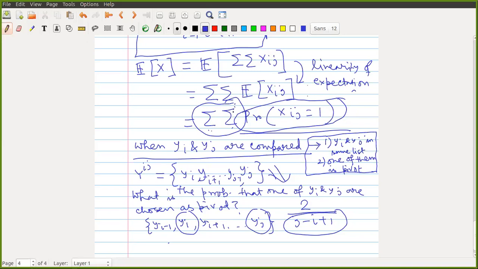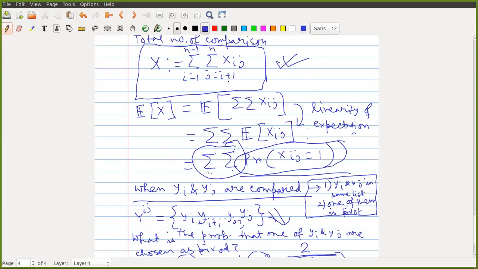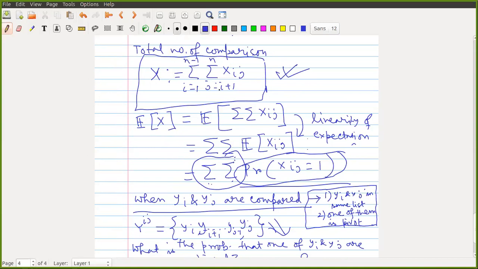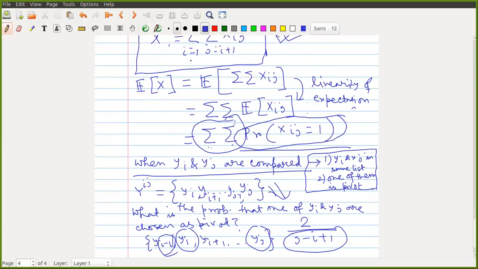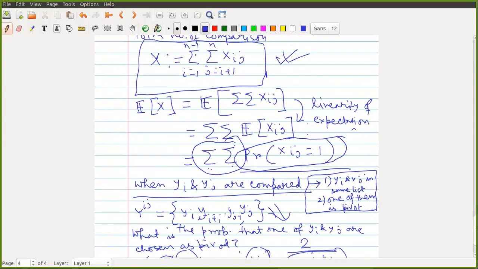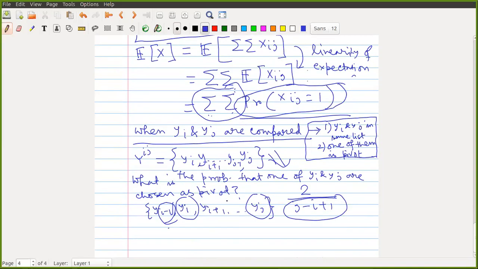At any point, we are summing these two sums, right? And these two sums go from i equal to 1 to n minus 1 and j equal to i plus 1 to n, right? And whenever you are doing this i minus 1, it is one of these, 1 to n minus 1, right? So what is the case? i equal to 1 to n minus 1 and j equal to i plus 1 to n, with the probability of xij equals 1, right?